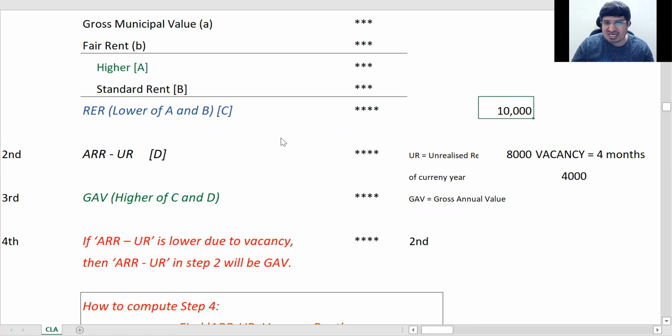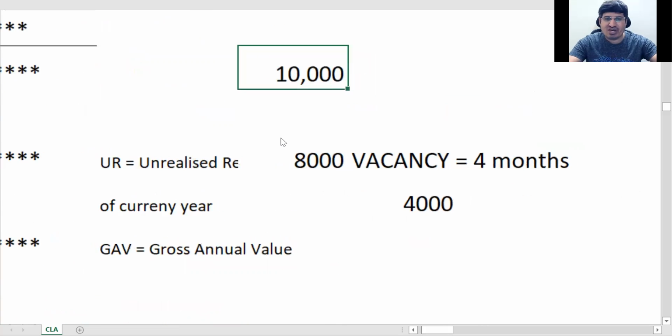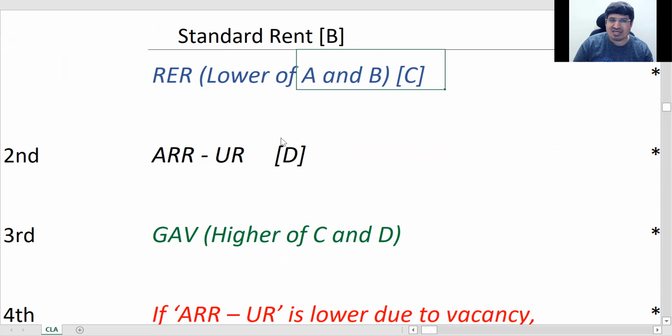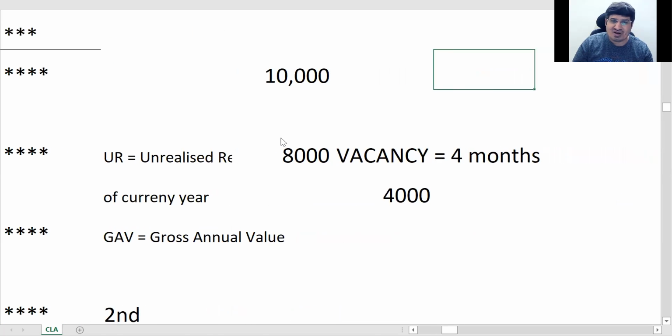Okay, you understood this much, right? In this example you got it. Here what I'm saying is this is ARR minus, so this is your RER. Now your ARR minus UR is 8,000. So here, as I said, you write whatever you receive. It was vacant, so it will not come in, right? So ARR minus UR will be 8,000.